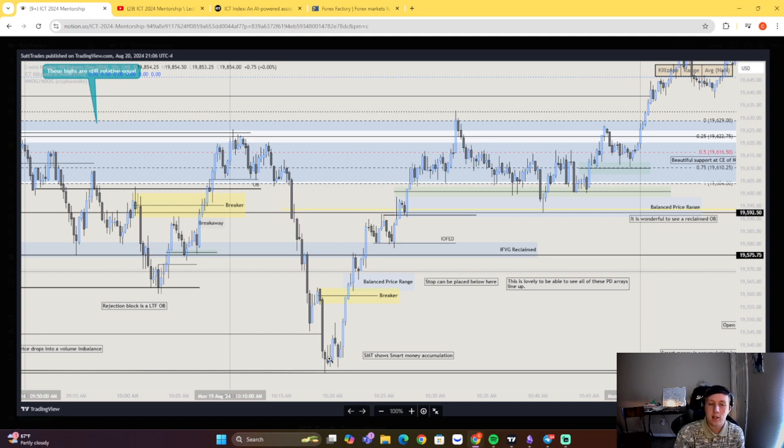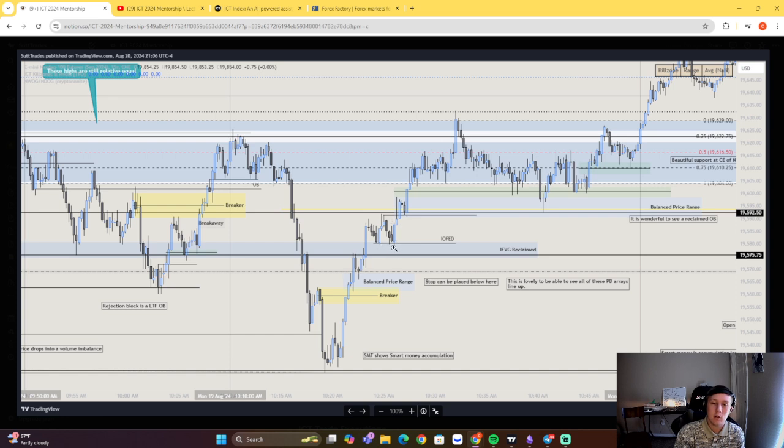Volume imbalance that I definitely cherry picked. And then we have a breaker right there. Boom. That's to that balanced price range on the lower time frame. And we also have a new day opening gap right there that offers support as well. We trade above that. We now claim a new day opening gap.